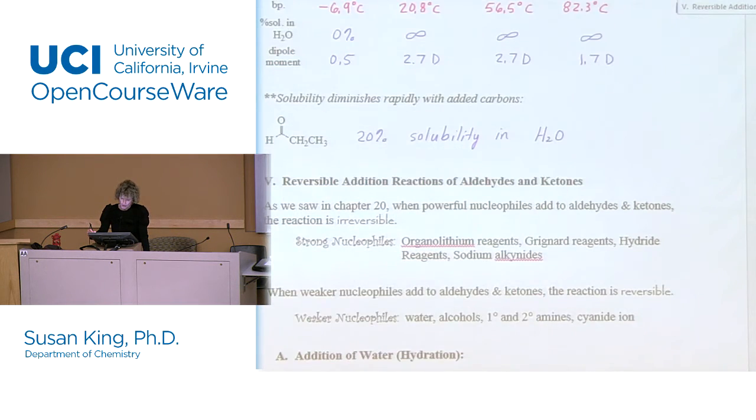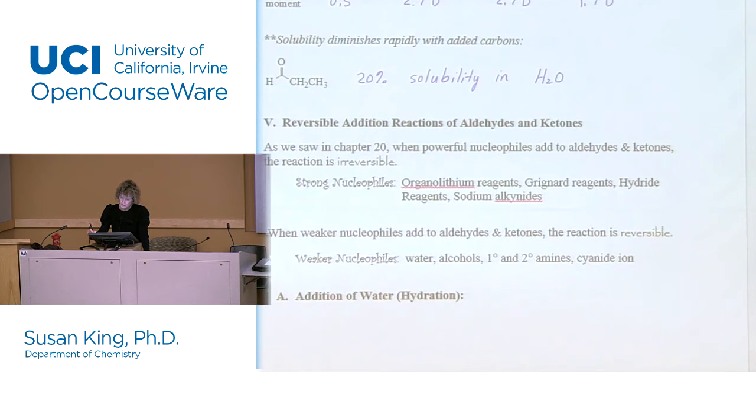Reversible addition reactions of aldehydes and ketones, that's the main subject of this chapter. As we saw in chapter 20, we have strong nucleophiles: organolithium, Grignard, hydride, and sodium alkoxides. Once they add to the carbonyl, they're on for good. They cannot come back off again. So those are irreversible additions. With weaker nucleophiles, so we have water, alcohols, primary and secondary amines, and cyanide ion, the reaction is reversible.